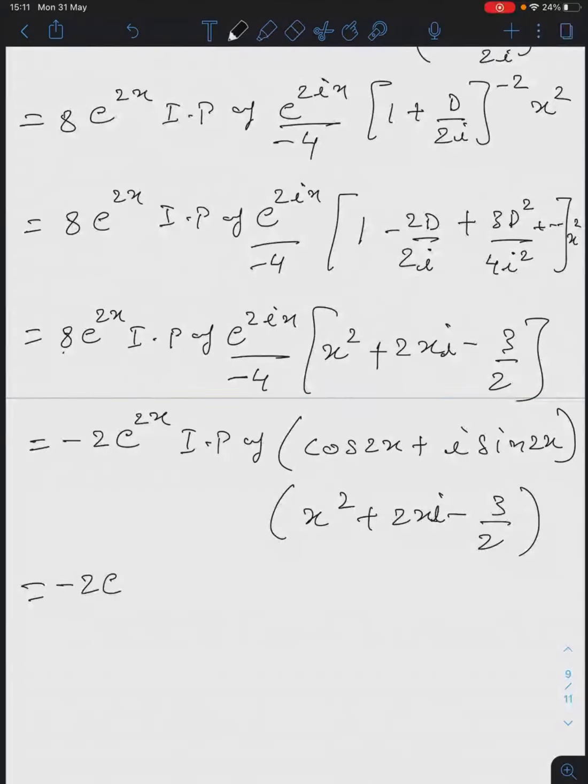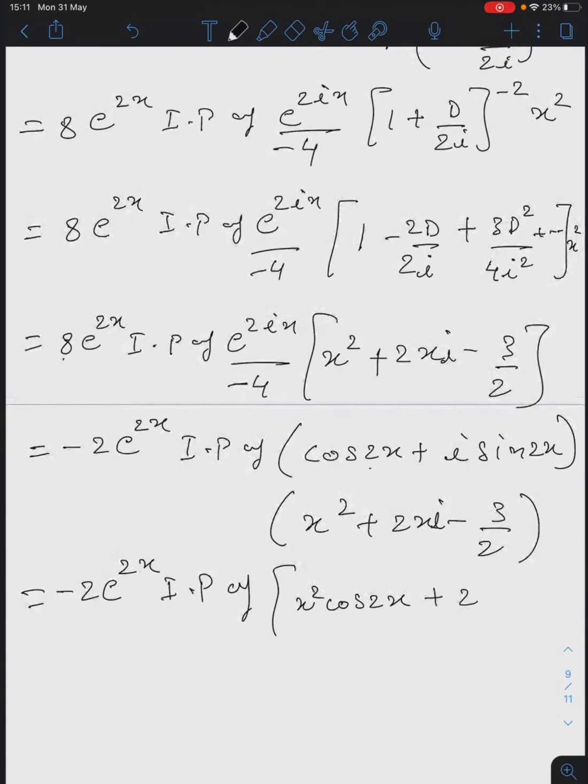So minus 2e to the power 2x as it is, imaginary part of. First you have to simplify the whole of these two brackets, that is, multiply every term, and then find out which is the imaginary part. Okay? So let us do it. Now, what will be the first term when you multiply with cos 2x? You will have x square cos 2x. Okay. Then you will have 2x cos 2x with i you will get. Minus 3 by 2 cos 2x you will get. Is it correct? Yes, ma'am.